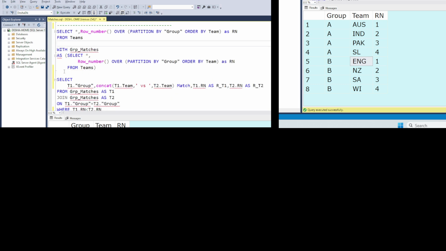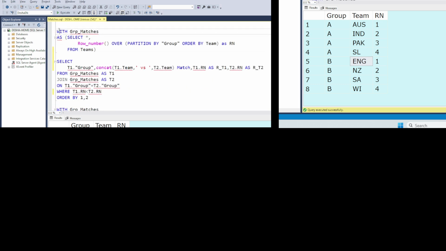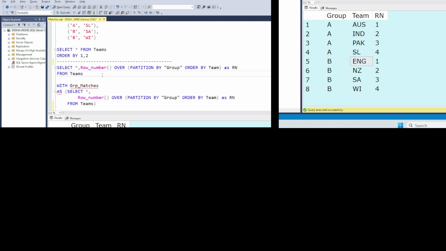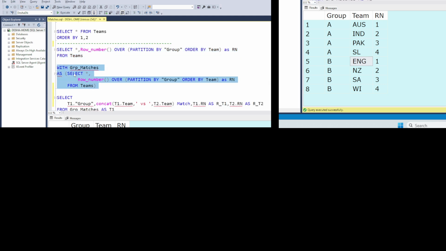Now I'm using a CTE, common table expression, here to generate the group matches or combinations. So I joined the table. I used a common table expression. Let's run the query. This gives me the same output. See, it executed and gave me the same output. Here I'm using a common table expression now.